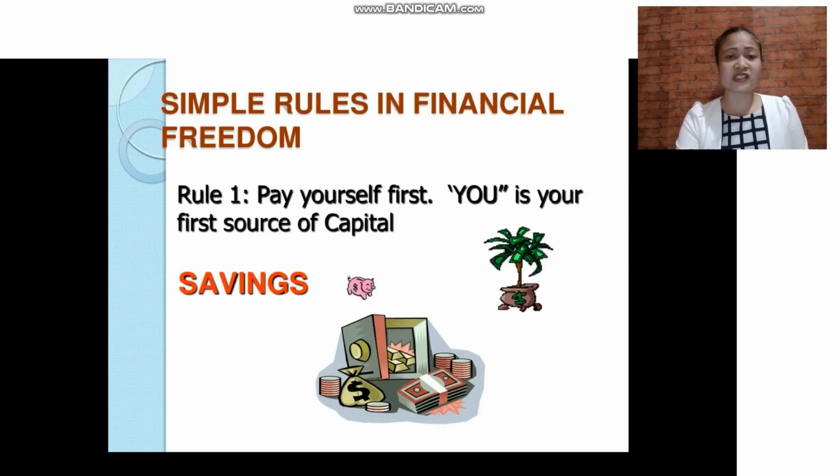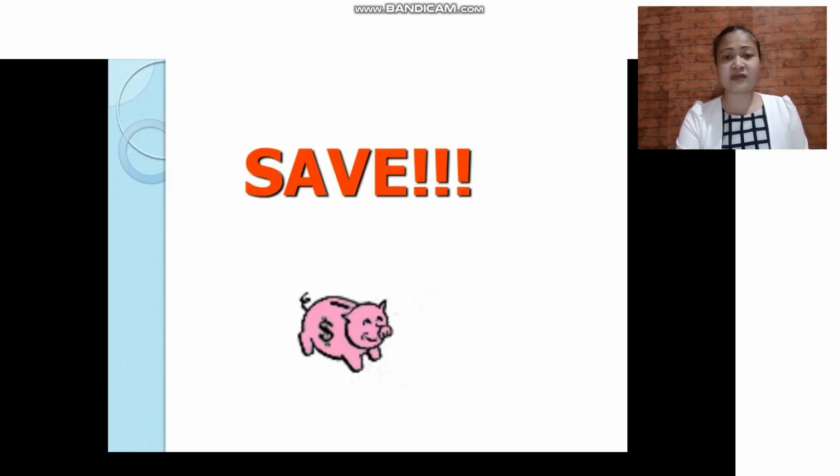Simple rules in financial freedom. Rule number one, pay yourself first. You are your first source of capital, the savings. So let's talk about saving. Save money for your future. Do not use money on unimportant things. So we should know how to save properly.